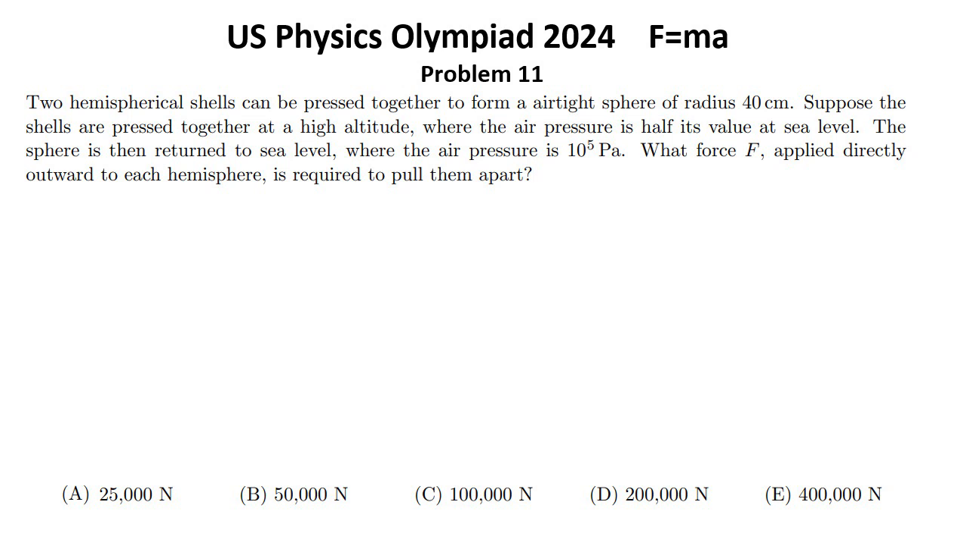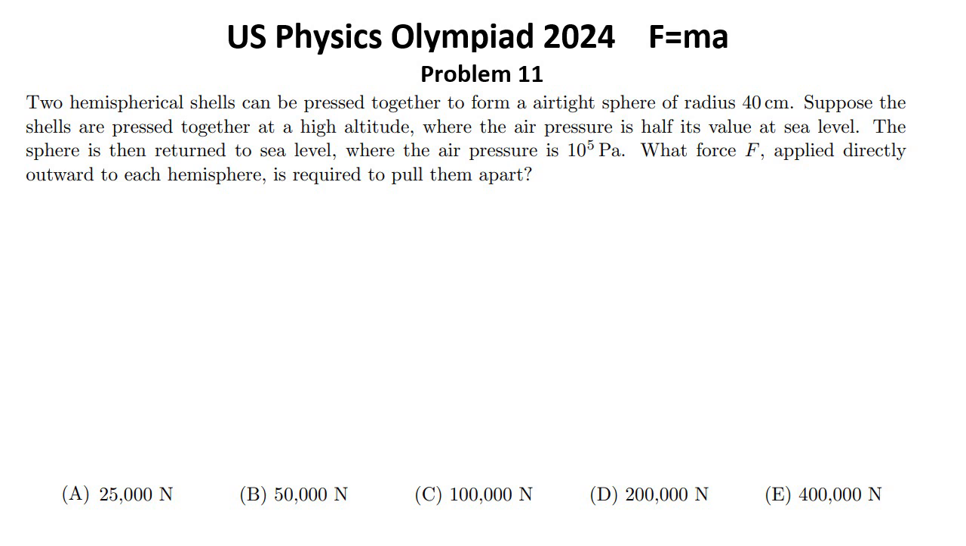Problem number 11. Two hemispherical shells can be pressed together to form an airtight sphere of radius 40 centimeters. Suppose the shells are pressed together at a high altitude, where the air pressure is half its value at sea level. The sphere is then returned to sea level, where the air pressure is 10^5 pascals. What force F, applied directly outward to each hemisphere, is required to pull them apart?